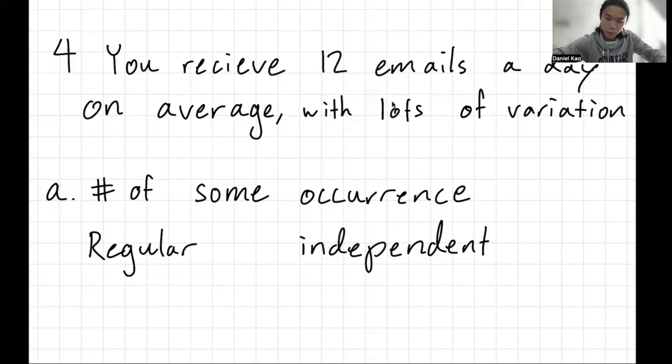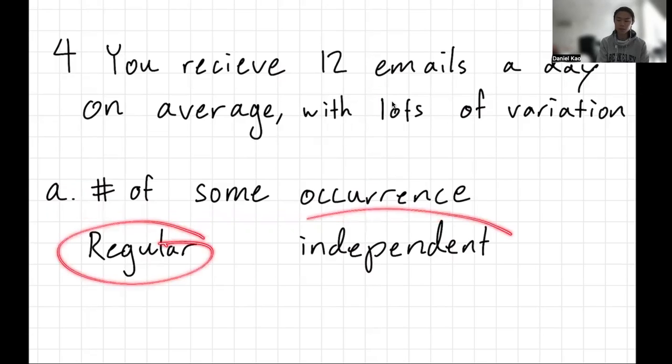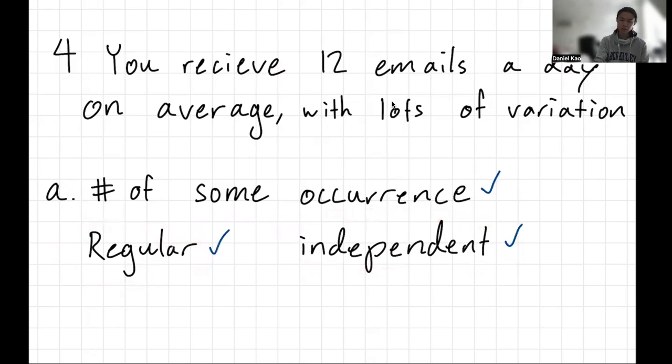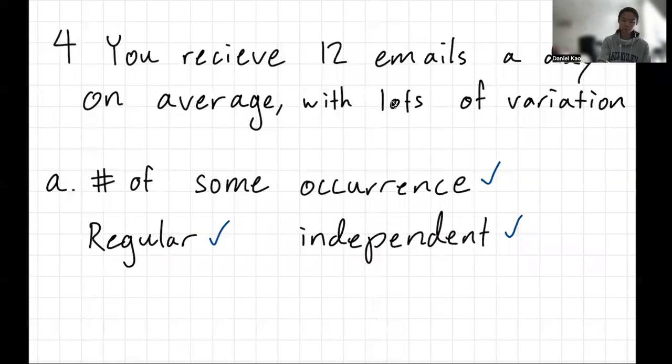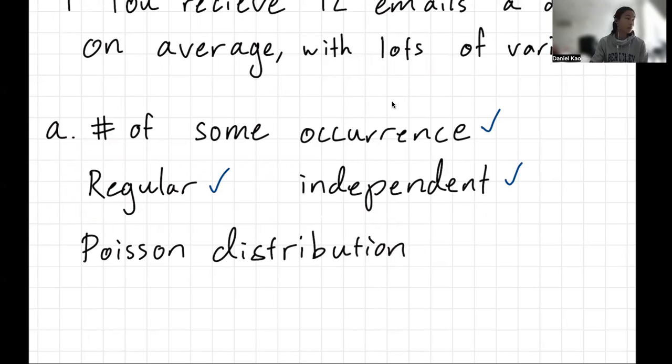Okay, so what we can see from this distribution is that we're trying to measure the number of some occurrence, and this happens regularly, and also independently of each other. So it should sound pretty familiar to you, this distribution sounds like it should be a Poisson distribution. And we're given that the expected number of emails per day is 12, so the parameter should probably be 12. Great, and that's it for part A.